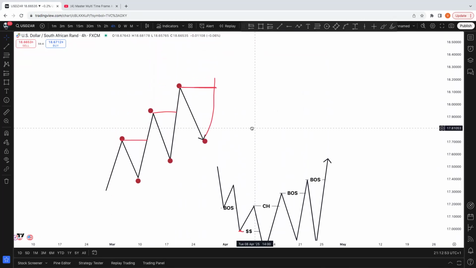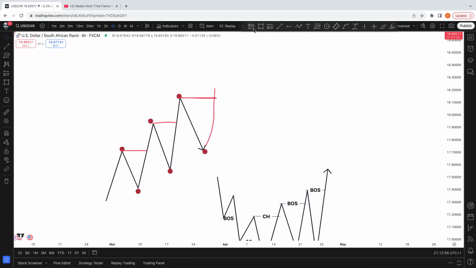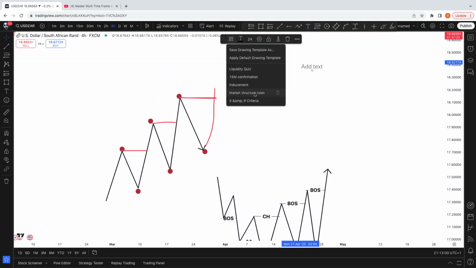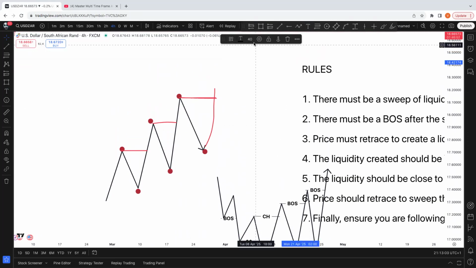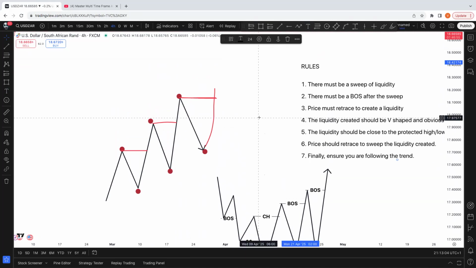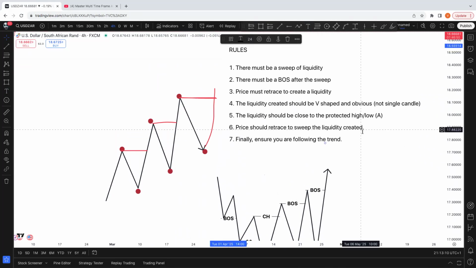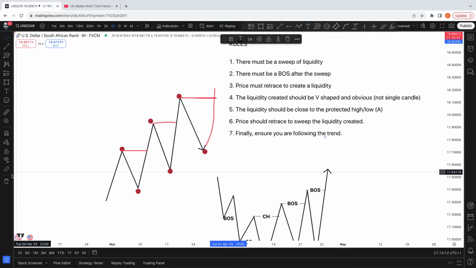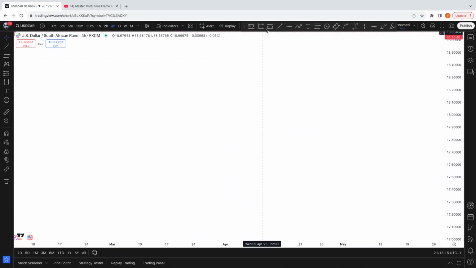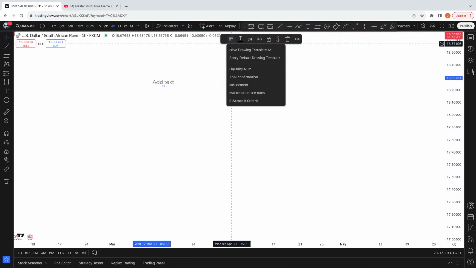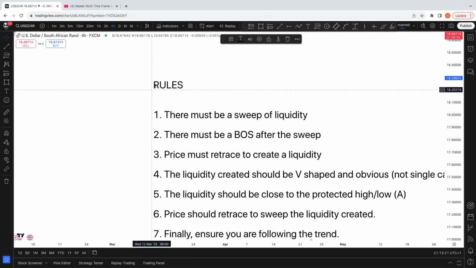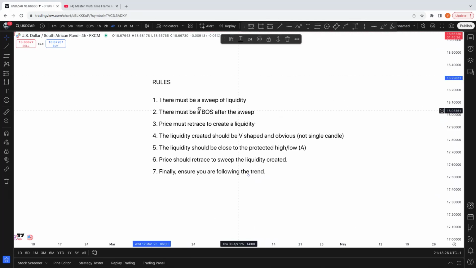So what are the 7 rules of this trading masterpiece, right? Because it's actually a masterpiece. Okay, let me try to reduce the font size. Let's make it 24. Okay, so these are the 7 golden rules. Now, the number one rule states that, okay, let me clean all of these things here. Let me bring it back up. Okay, so the number one rule states there must be a sweep of liquidity, right?